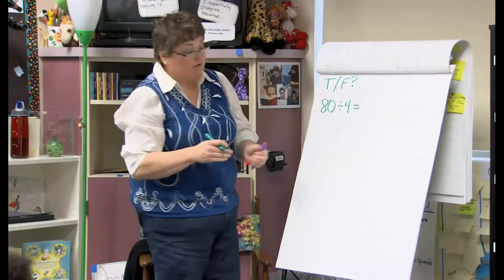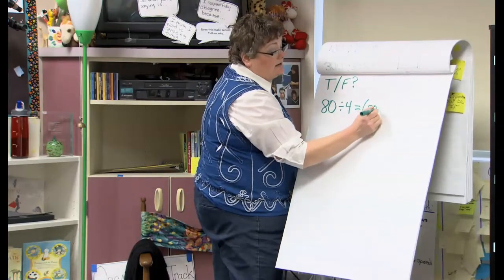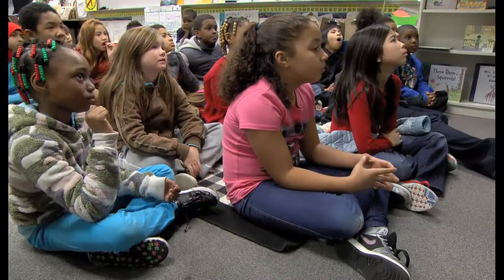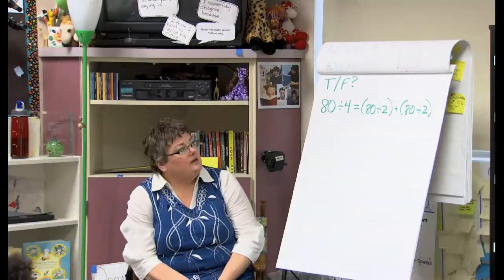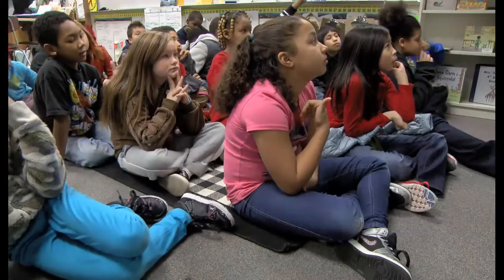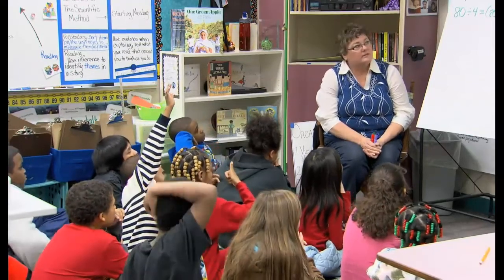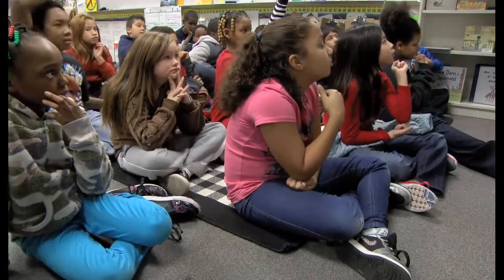80 divided by 4 is the same as 80 divided by 2 and 80 divided by 2. I could put a story problem around this. 80 Skittles divided by 4 kids is the same amount as 80 Skittles divided by 2 kids plus 80 Skittles divided by 2 kids. I want you to think carefully. Remember, you need to have a reason that you think the way you do.